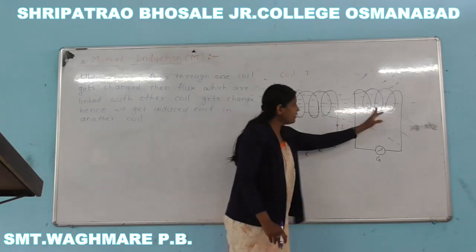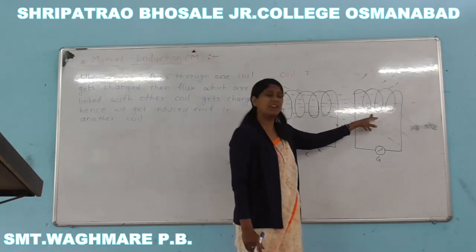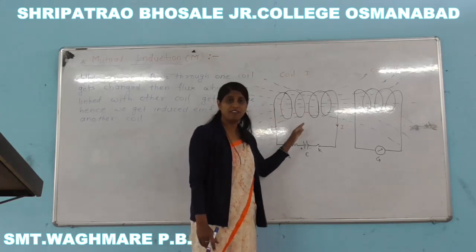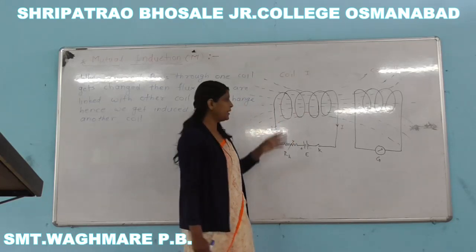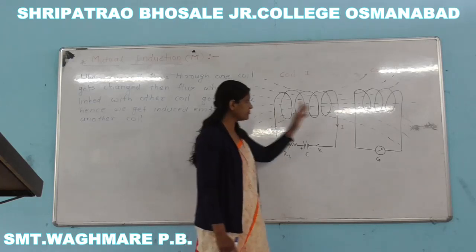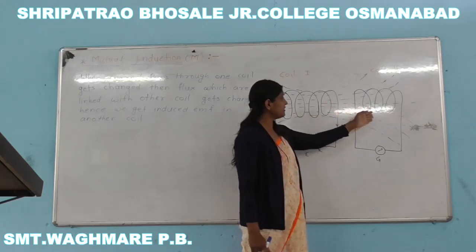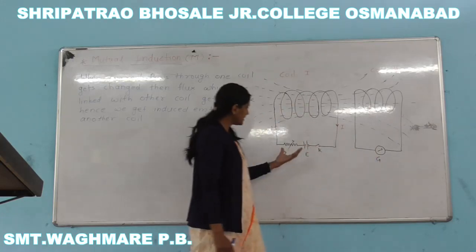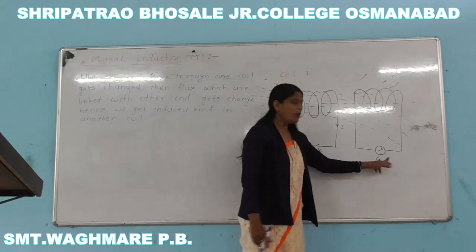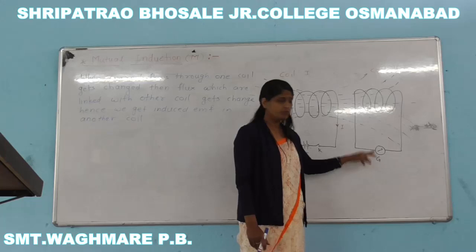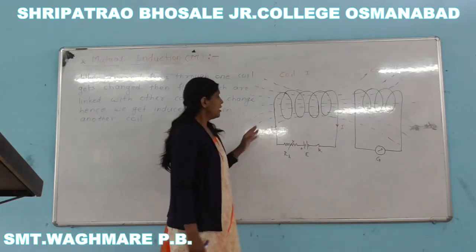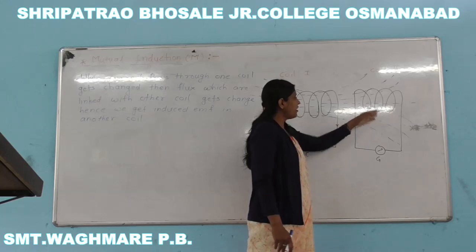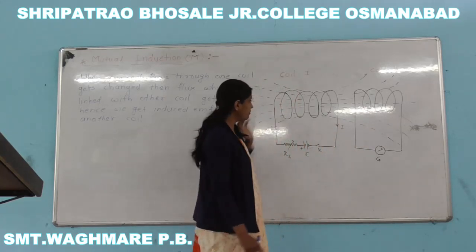A second coil is placed in the magnetic field developed due to the current flowing in the first coil, and a galvanometer is connected to the second coil. External supply is provided to the first coil, no external supply is given to the second coil, only a galvanometer is connected. When steady current flows through the circuit, there will be no effect, and no current will be induced in the secondary coil.